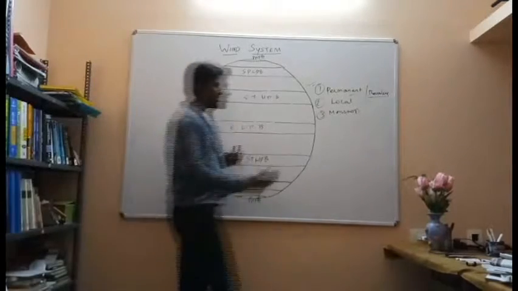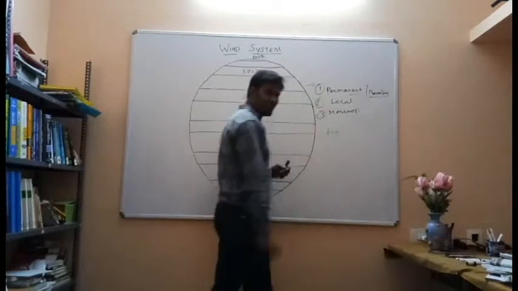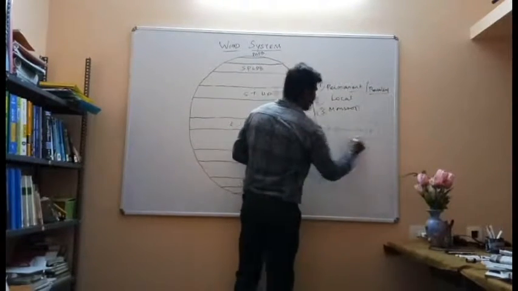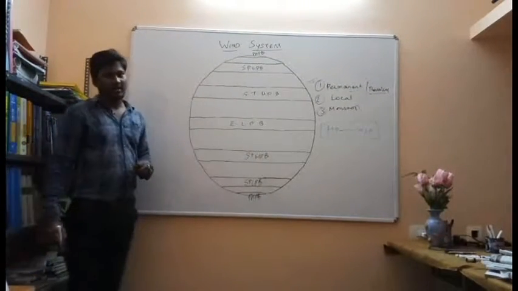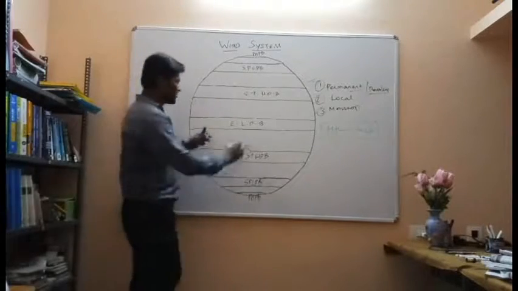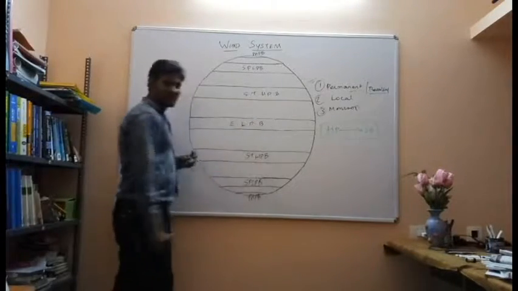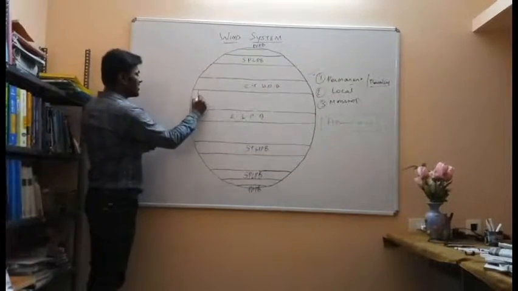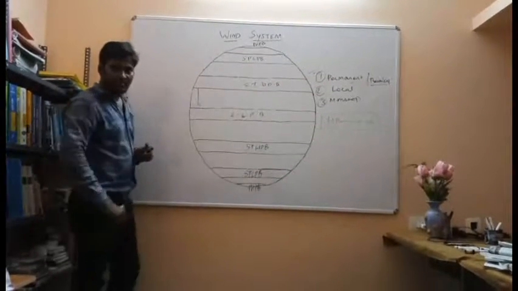Everybody knows that in the wind system, air masses blow from the high pressure region to the low pressure region. This is basic physics applied to air or wind systems. This region is the equatorial low pressure region, and this is the subtropical high pressure region. So the wind will be blowing from the high pressure to the low pressure.